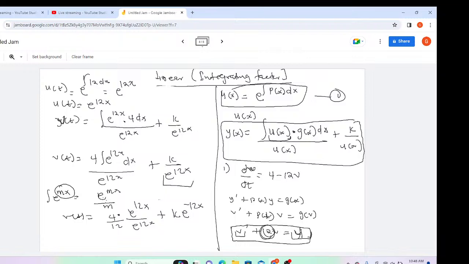So I just applied indices here. This cancels this, and 4 divides 12, giving 3. So our v of t becomes 1 over 3 plus k exponential negative 12x. So this becomes our solution. We weren't given any initial conditions, so this will be our solution.